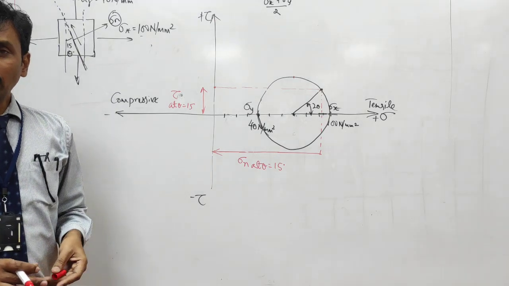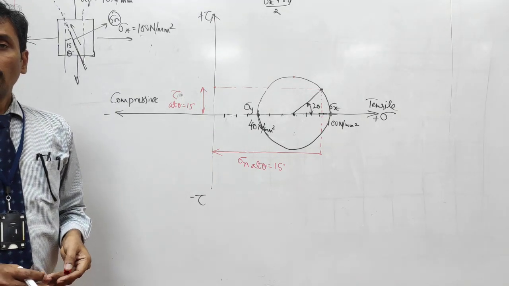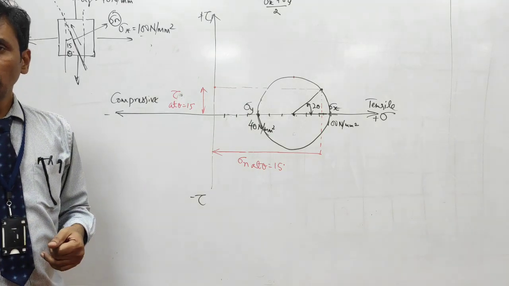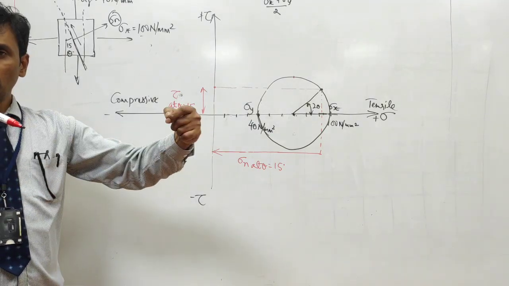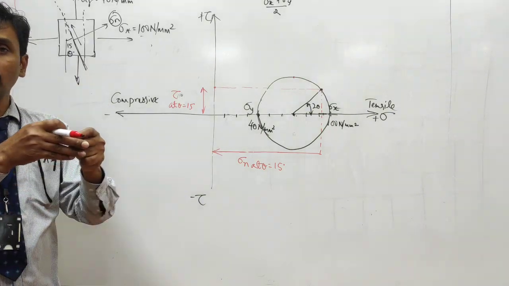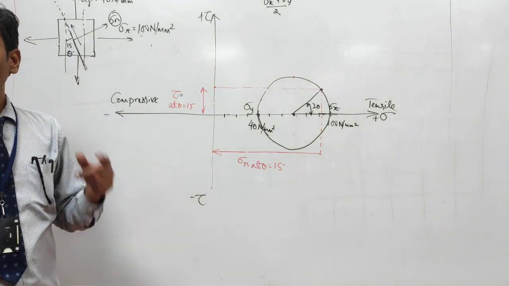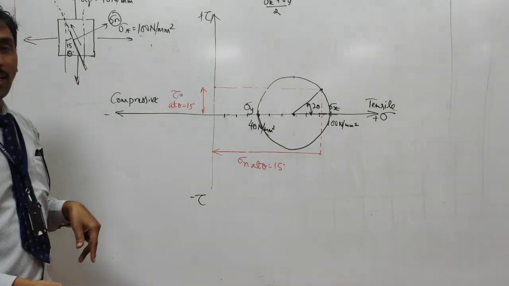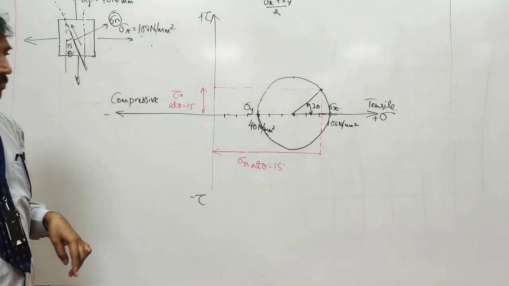So in a material, if a material is weak in shear, then if you apply load, it may actually break at an angle of 45 degree. It may actually get cut at an angle of 45 degree if it is weak in shear. Okay, like this you have to find out the shear stresses.